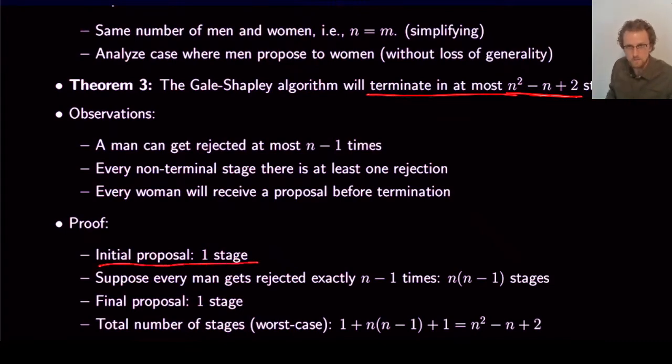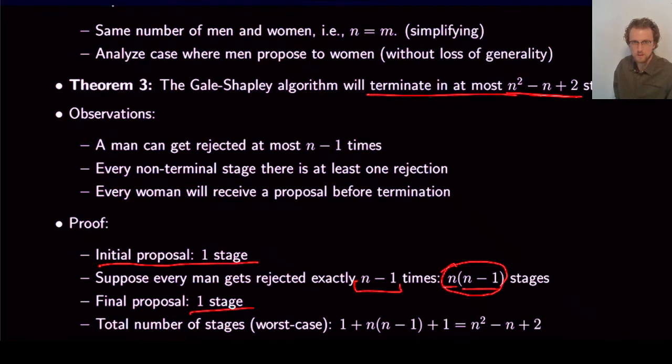So everybody submits a proposal the first time. And then what happens in the worst possible case, if this is fine-tuned so that you get exactly one rejection every time, and everybody has to submit their full number of rejections? Well, then each man could be rejected up to n minus 1 times. So you've got n men, n minus 1 rejections. And so in total, there's this many extra stages. And then the last proposal's a stage.